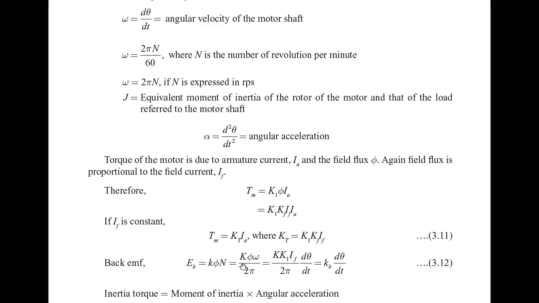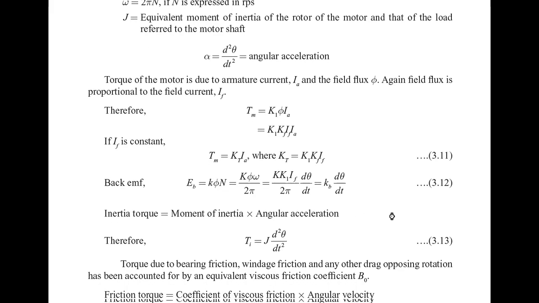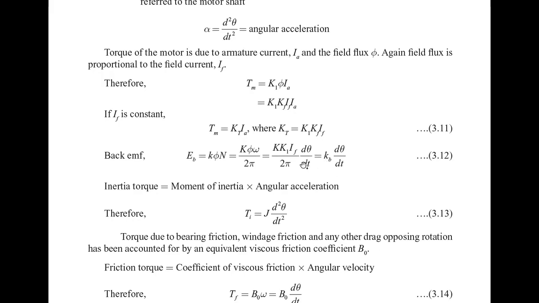And we are substituting for EB, that is K phi N, and we are writing it in terms of omega. We are replacing this capital N in terms of omega, and finally we will get EB equal to KB into d theta by dt. A useful equation for modeling our DC servo motor, that is the armature controlled DC servo motor.